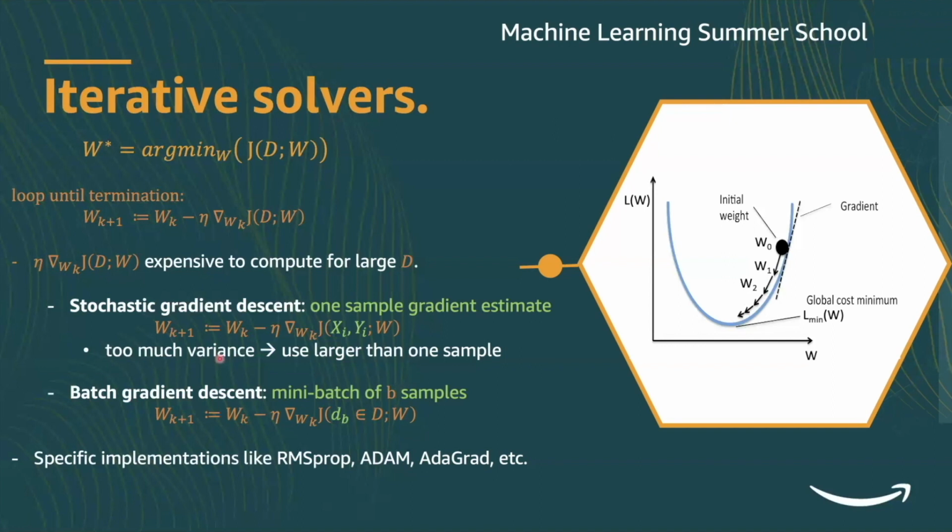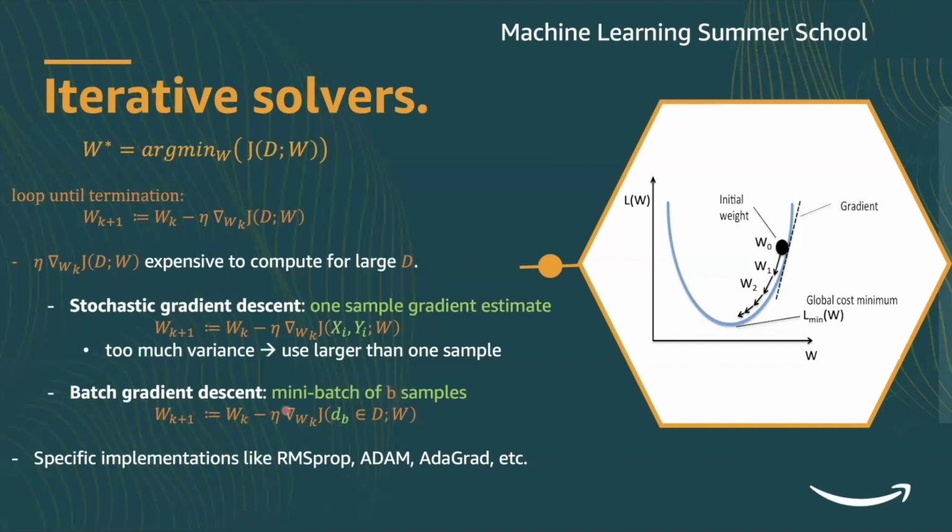So the right thing to do is something in between, not the full data set, not just one sample. Use a small batch of samples. The larger the batch, the better is the estimate. Then after a point, if the batch is too big, it's going to be very expensive to compute. So there has to be a balance on the number of samples B that we use in the batch.